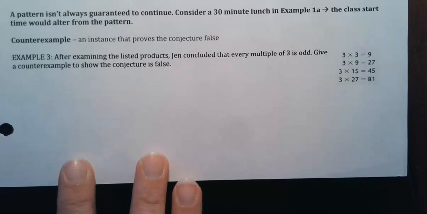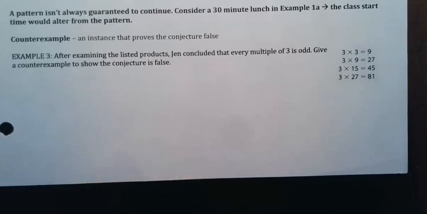And let's look down here at example 3. After examining the listed products, Jen concluded that every multiple of 3 is odd. Give a counterexample to show that the conjecture is false. So she's got these examples: 3 times 3 is 9, 3 times 9 is 27, 3 times 15 is 45, 3 times 27 is 81. Give us a counterexample to show that the conjecture is false. Well, that might be a little bit easy because we just talked earlier about an odd number times an even number, so maybe that would help you.